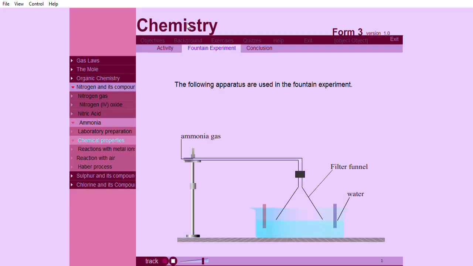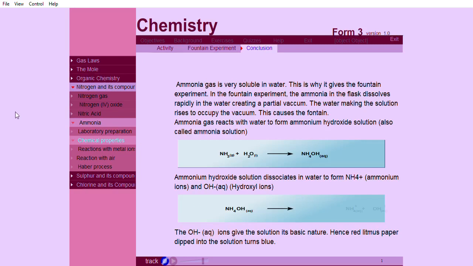The following apparatus are used in the fountain experiment. Ammonia gas is very soluble in water. This is why it gives the fountain experiment. In the fountain experiment, the ammonia in the flask dissolves rapidly in the water, creating a partial vacuum. The water making the solution rises to occupy the vacuum.